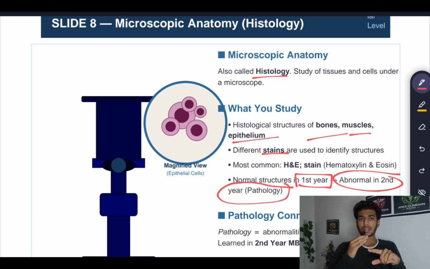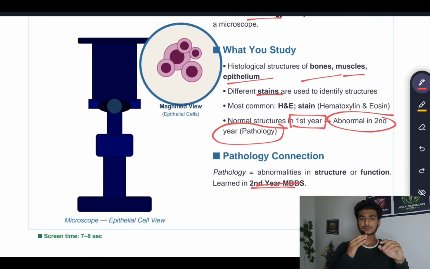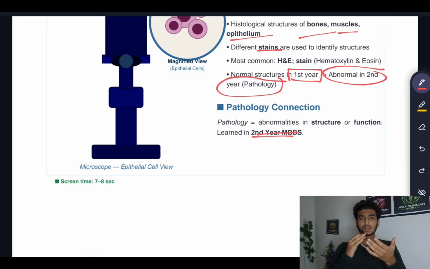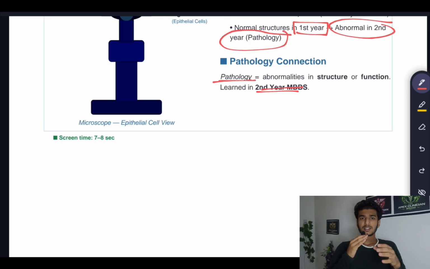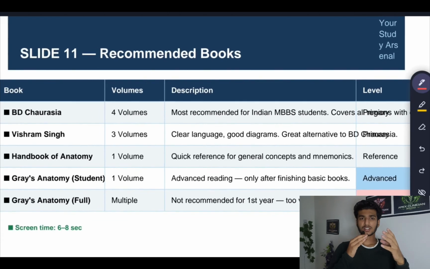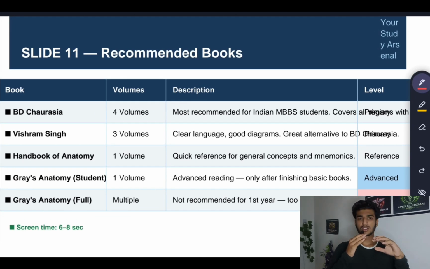In second year, that is a paraclinical subject, you will learn all the abnormal structures there, because the definition of pathology is that if there are any abnormalities in structure or abnormalities in function, then it will be referred to as pathology. So you will be learning all this there.